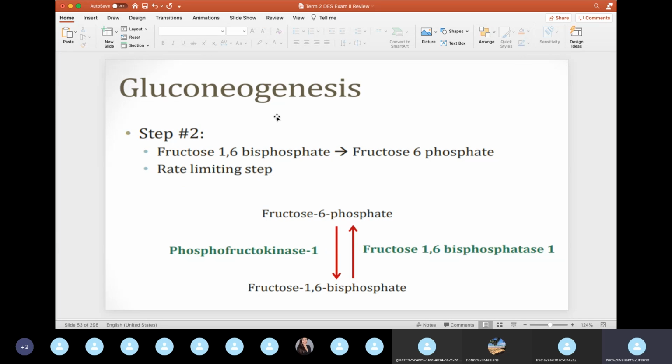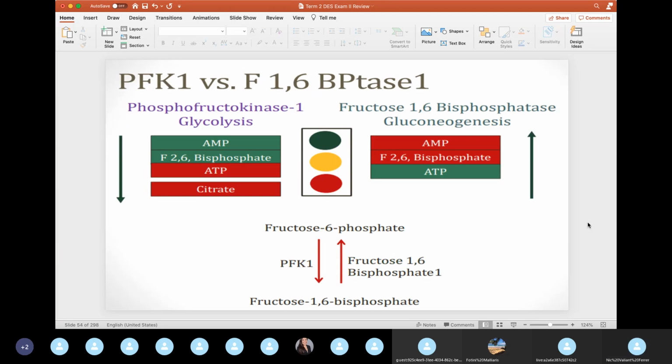Next part. From fructose 1,6 bisphosphate to fructose 6-phosphate. What's the rate limiting step of gluconeogenesis? High yield: fructose 1,6 bisphosphatase 1. We are converting fructose 1,6 bisphosphate to fructose 6-phosphate. Remember, we are trying to make glucose here. This is the reverse of your glycolysis. Again, PFK versus fructose 1,6 bisphosphatase 1.